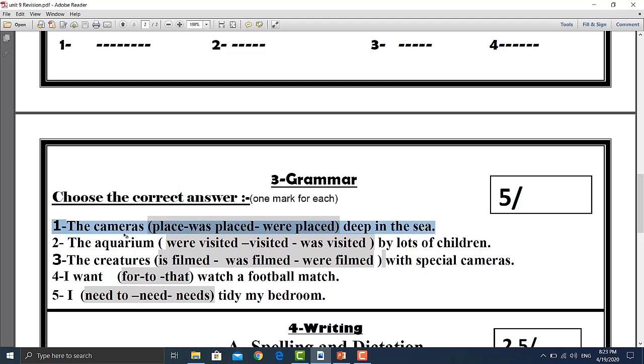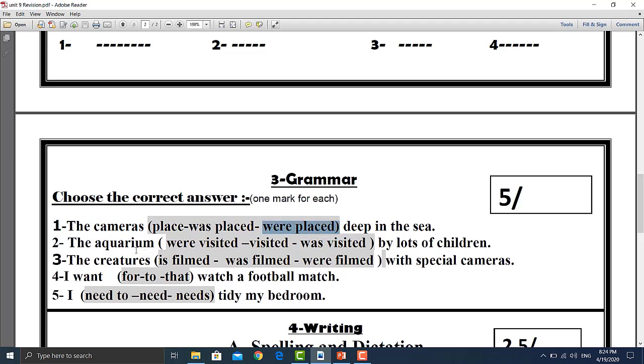Number one, the cameras place deep in the sea. The cameras was placed deep in the sea. The cameras were placed deep in the sea. Remember, the cameras, plural or singular? Excellent. Here is an S letter, so cameras is plural. So, was placed or were placed? Excellent. Great. Were placed. So, the answer will be were placed.